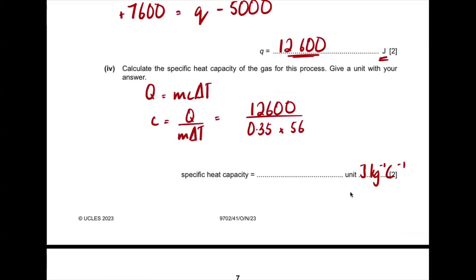And you just need to evaluate this. So this turns out to be 640 joules per kg per Kelvin or joules per kg per degree Celsius. Kelvin is actually better because it's an SI unit. So let's write it like that. But it makes no difference.